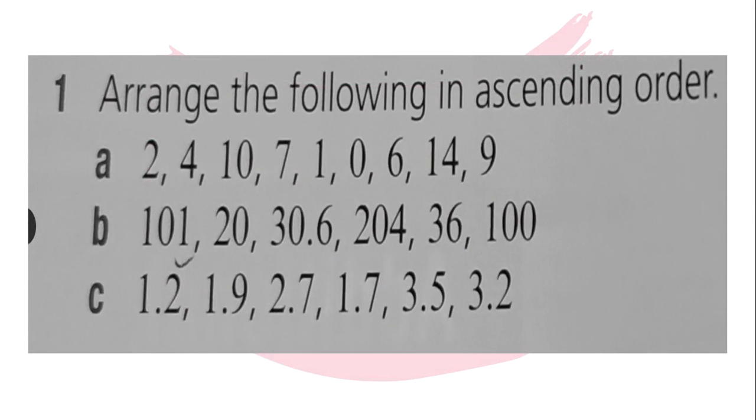So our first question is arrange the following in ascending order. We have to arrange all of these in ascending order, guys. Let me get my pen out. For question A, we know that the smallest here is 0, followed by 1, 2, 4, 6, 7, 9, 10, and 14, guys. Because we know this, that's our answer.